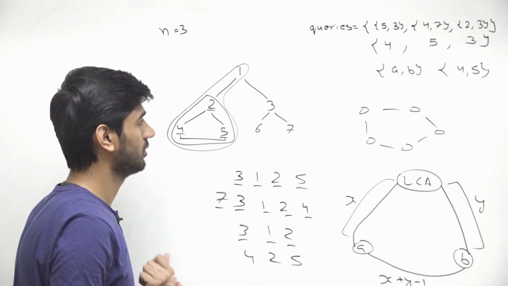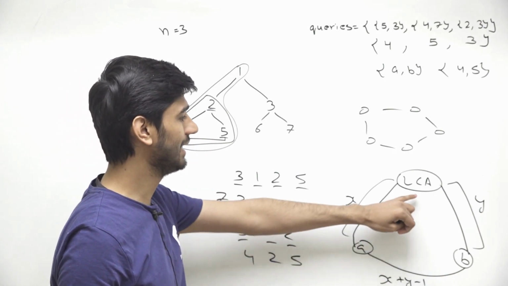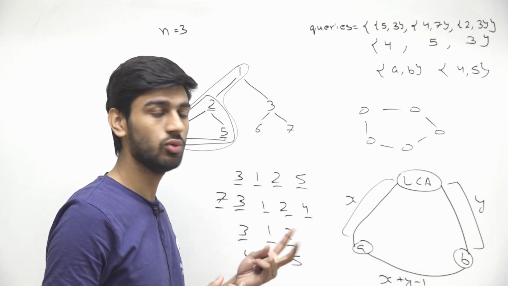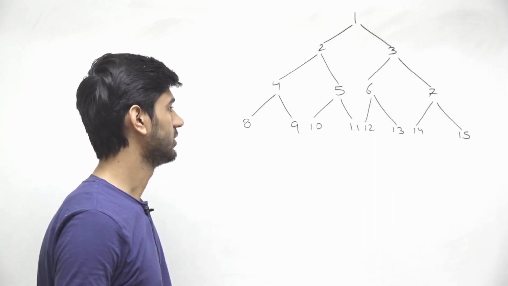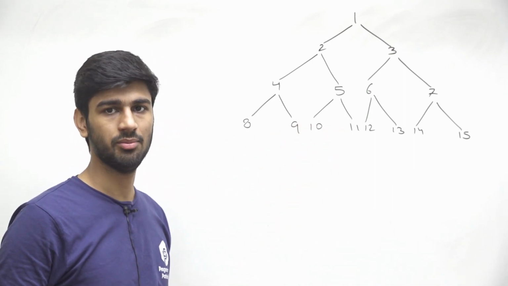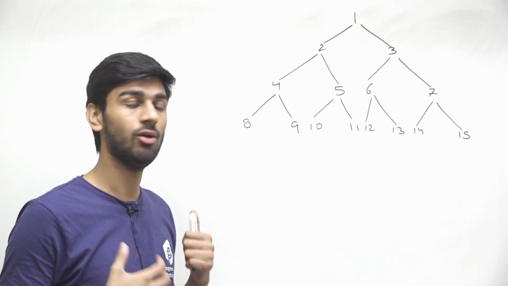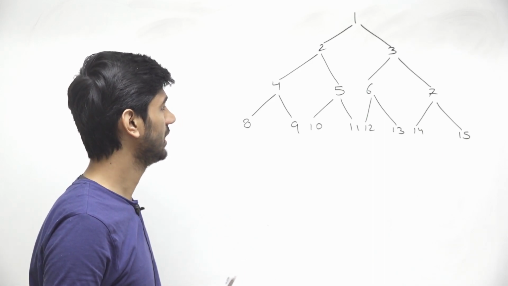So now our problem is to find out the LCA for the given two nodes. Okay, so now let's see how we can do that. Alright, so let's take this tree as an example, and we know that we are interested in the lowest common ancestor. So let's see how we can find it.